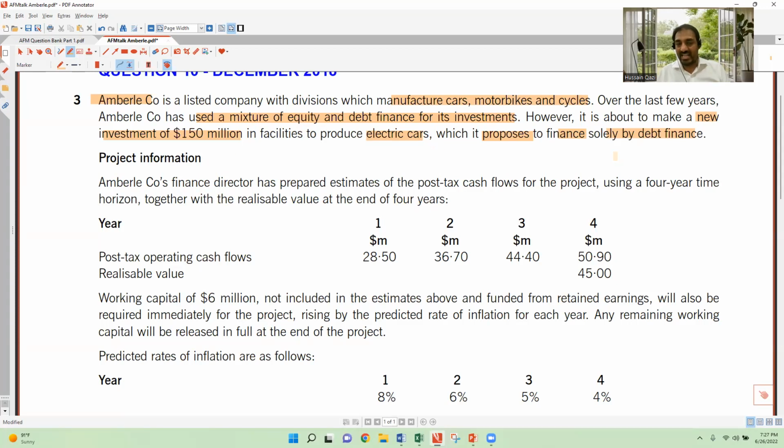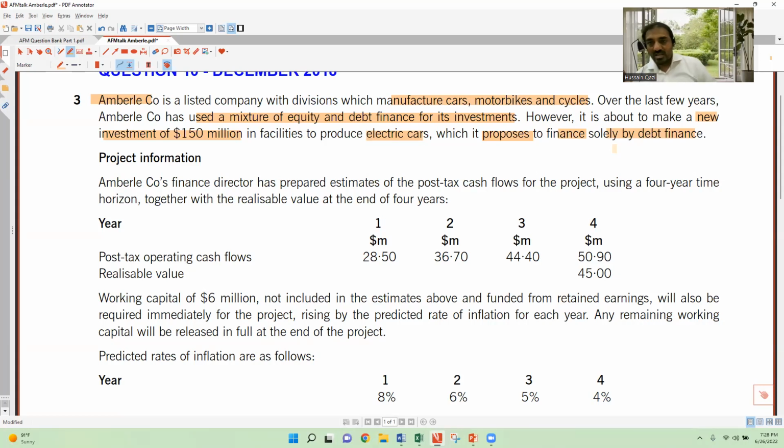So here in the first paragraph, three things are important. Number 1, the company belongs to the mechanical industry, manufacturers. Number 2, they use financing that is a mixture of debt and equity. Number 3, the new investment is supported by finance that is 100% debt. And if the company uses 100% debt, the implication of this financing arrangement for this investment is that the capital structure will change.